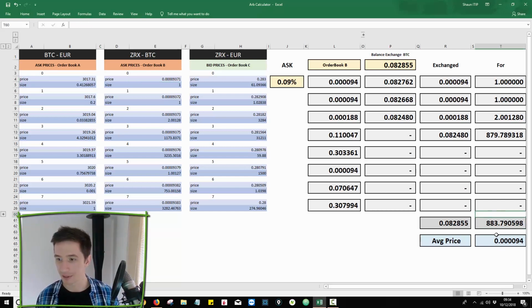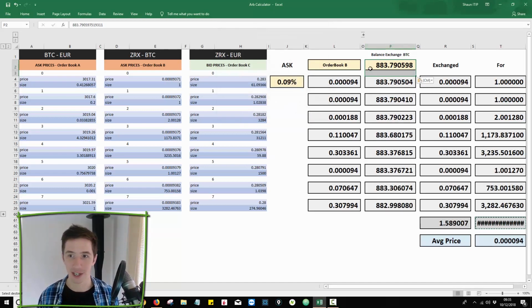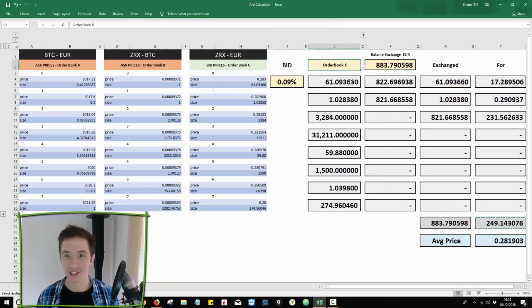And now that's left me with, you can see an average price of 0.00094. And you can see that makes sense based on the prices that I've got here. And I've exchanged 0.082855 Bitcoin for a total of 883.79 ZRX. So what I want to do now is copy that value. Same thing again, I'm going to put it in here because now I own that much ZRX, but now I'm on order book C. And you'll notice this model is pretty clever. It actually now knows that I'm on a bid order book because it's looking at the description on the left here to see that it's a bid order book.